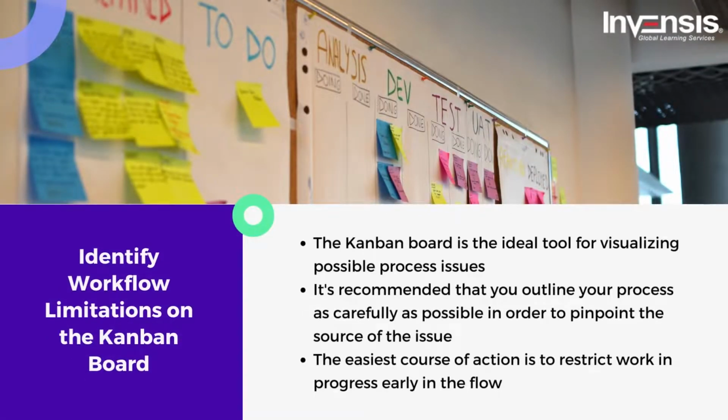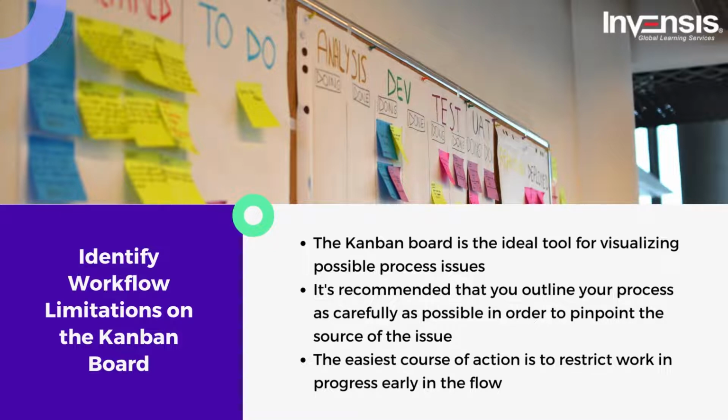Second, identify workflow limitations on the Kanban board. The Kanban board is the ideal tool for visualizing possible process issues. Simple logic says that if a column has more incoming tasks than outgoing ones, work will begin to pile up, and the issue will become clear to the whole team. This may be the result of a temporary problem or a process bottleneck. It's recommended that you outline your process as carefully as possible in order to pinpoint the source of the issue.